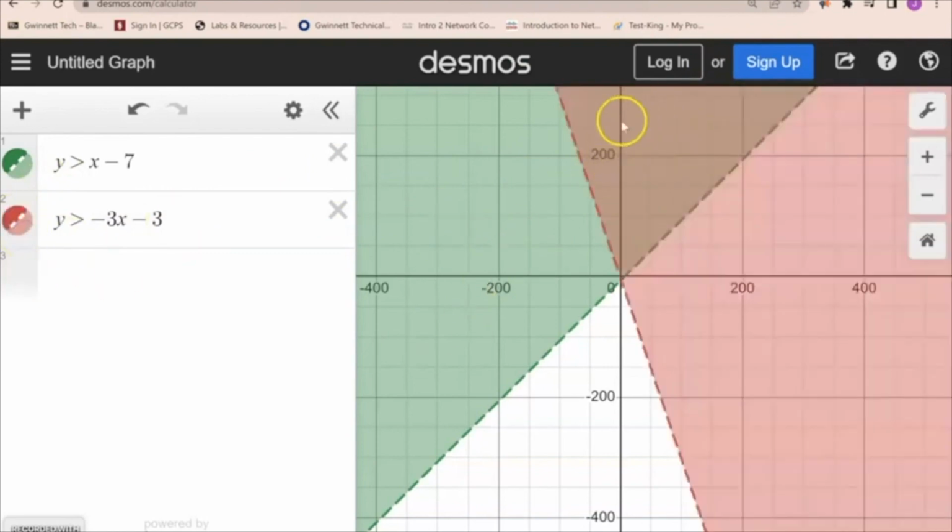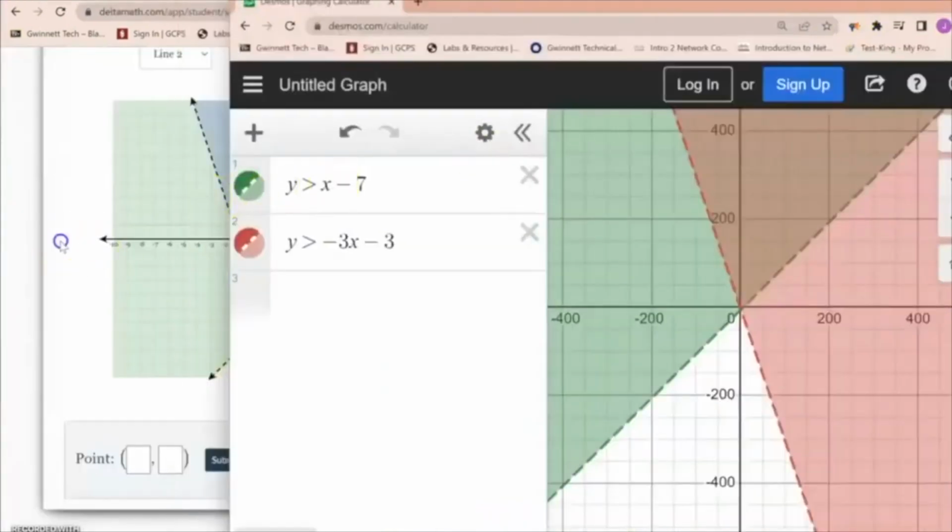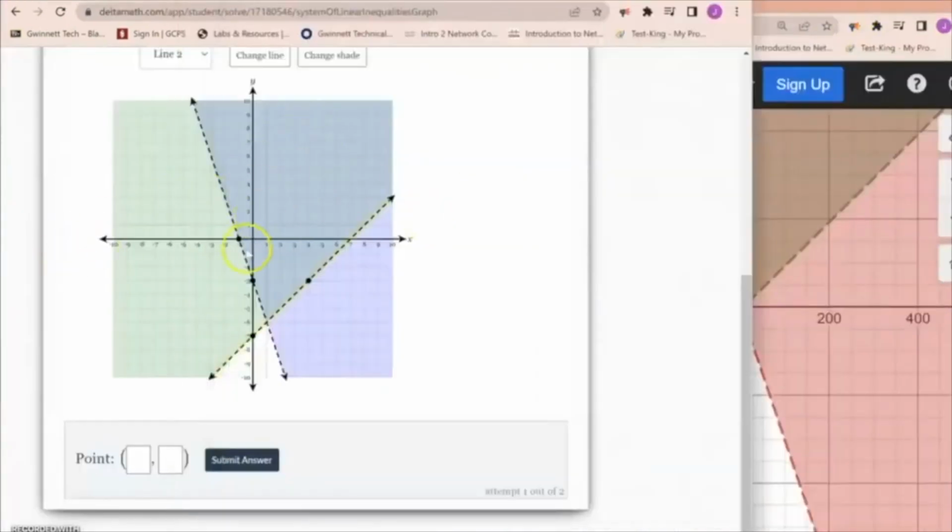Right here. So when I go into my answer, I'm looking for anything inside here. Stay away from dotted lines, because remember the dotted line means not equal to. So anything in here. So 0, 0 is a solution. 1, 0 is a solution. This point right here, which is 3, 3, is a solution. This one here, 5, 1 is a solution. Even in here is a solution. 1, -4 is a solution. Any one of those points is a solution.